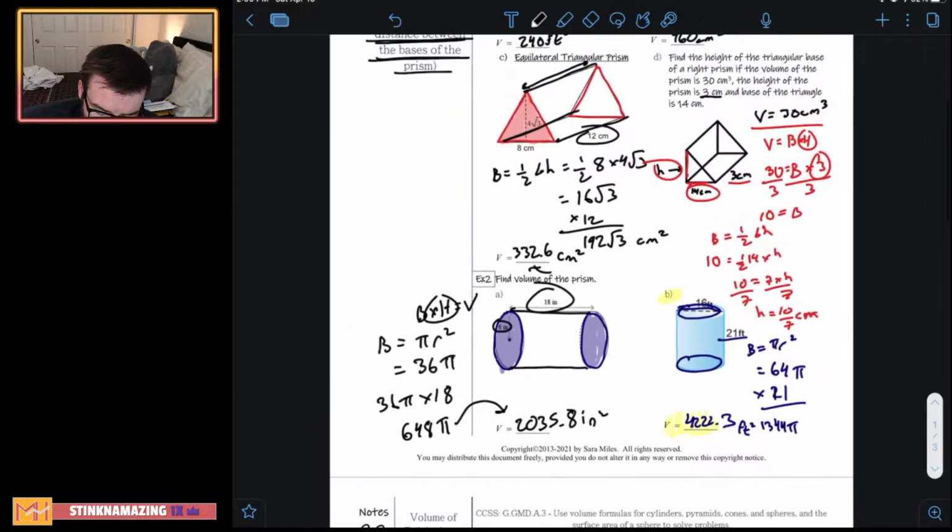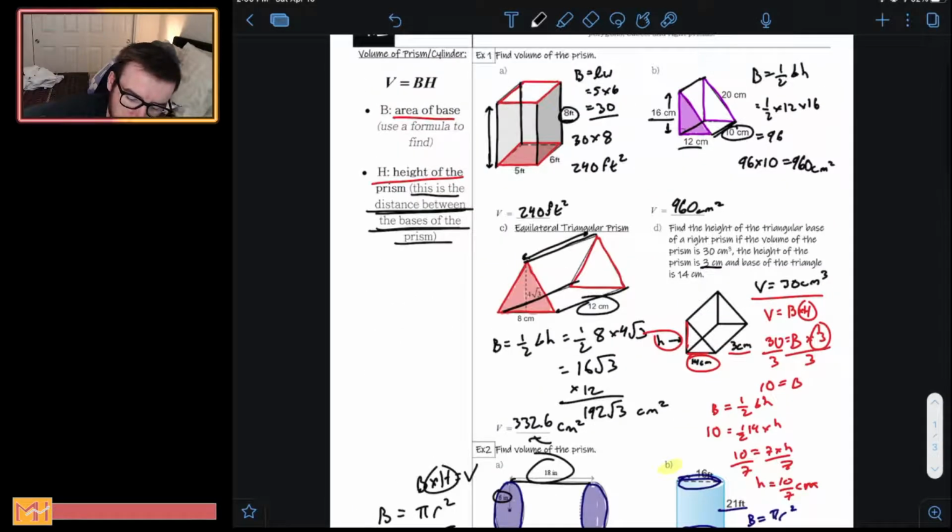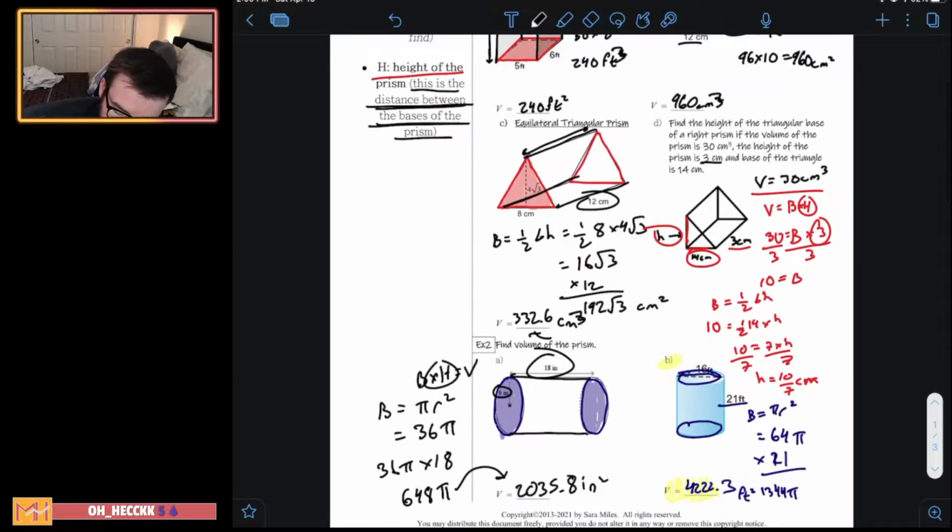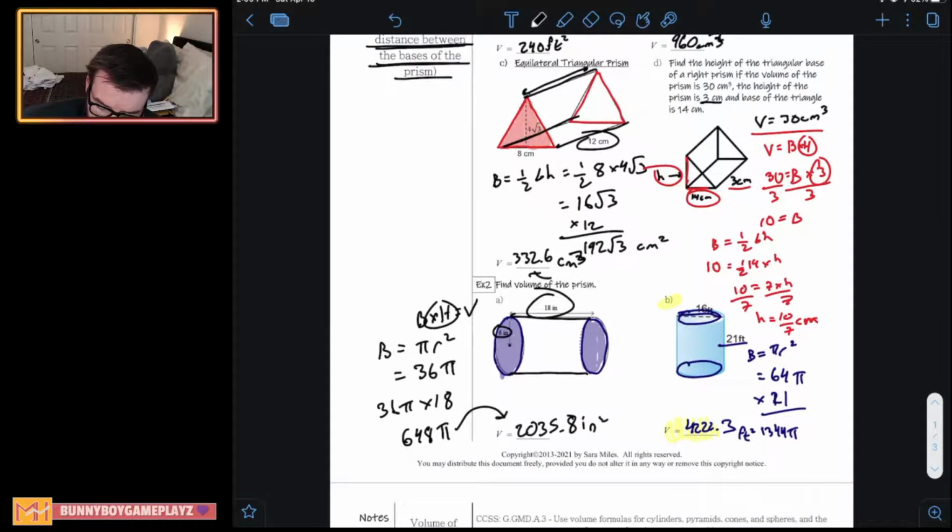Have I been writing squared? I did write squared a couple of times. Volume is cubed. Silly goose. Volume is cubed. Forgive me.